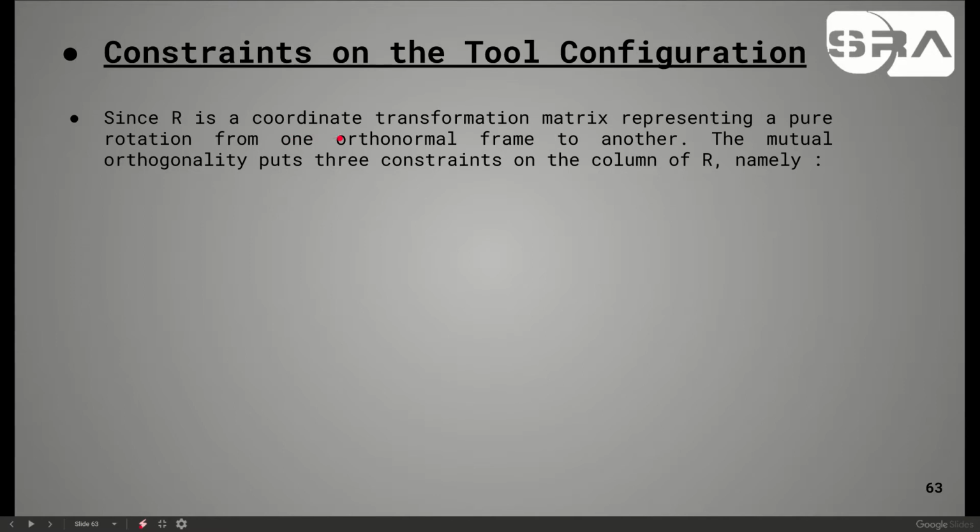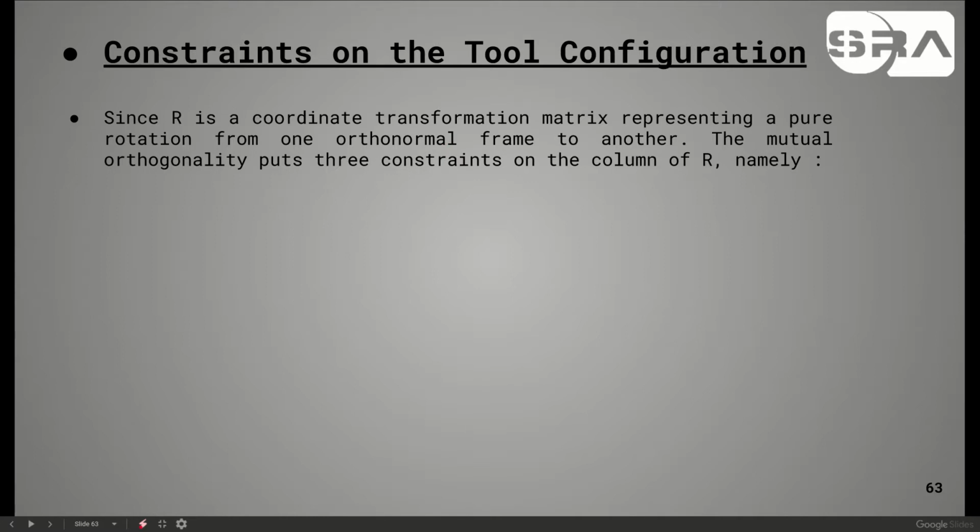Now there is a term here, orthonormal. Now what does orthonormal mean? Orthonormal is nothing but the same as orthogonal, but the only thing is that those vectors need to have unit magnitude. So any vectors or any frames that are perpendicular to each other and have a unit magnitude are termed as orthonormal frames. So this word is very important, orthonormal. Those three vectors or those three frames were actually orthonormal.